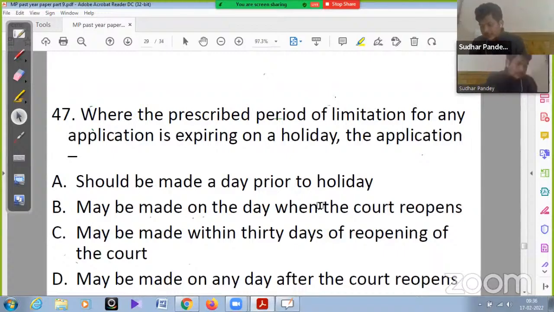Yes, 46's correct answer, Ankita Gupta ji, will be B, that is the suit is barred. 47, what should be the correct answer? Its correct answer is B for Bangalore, that the application may be made on the day when the court reopens, right? This is what is stated in section 4.